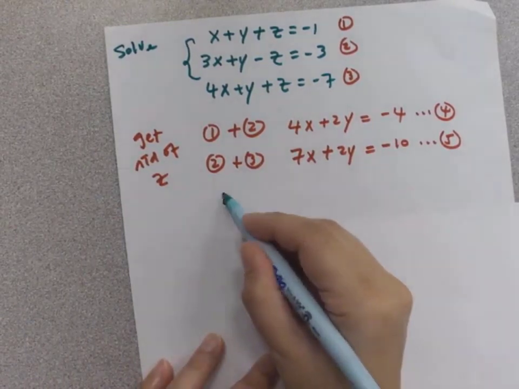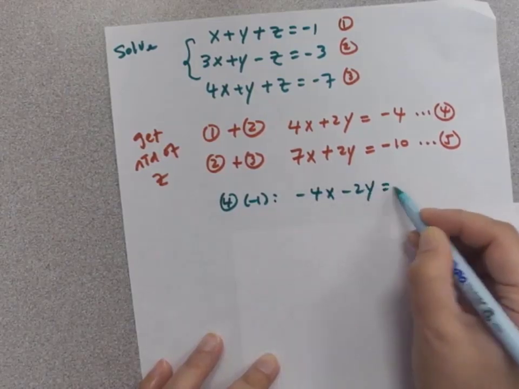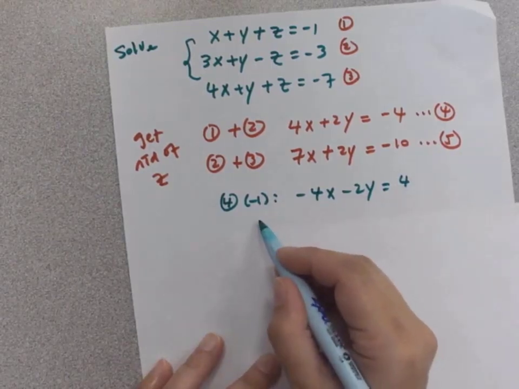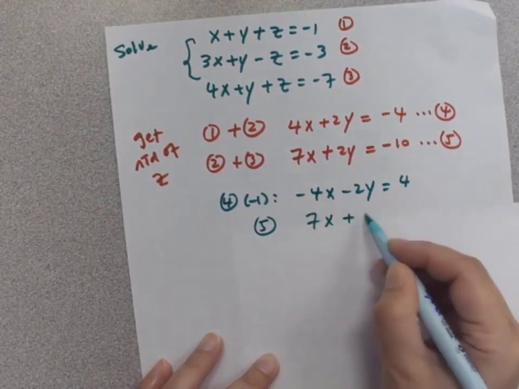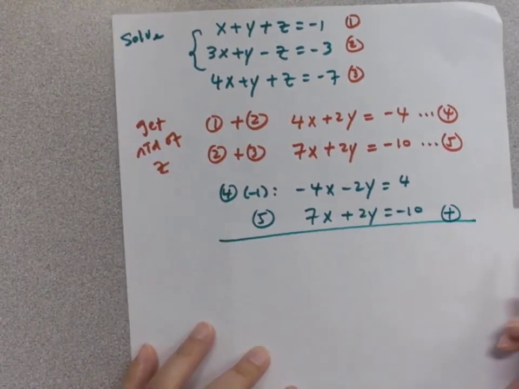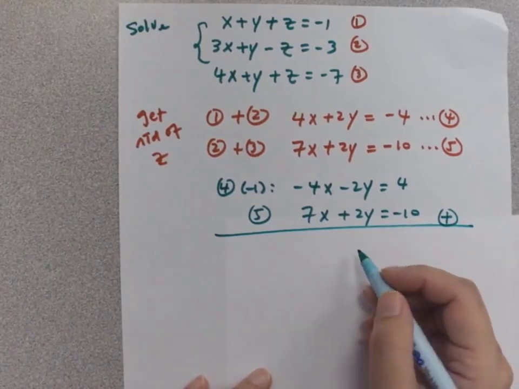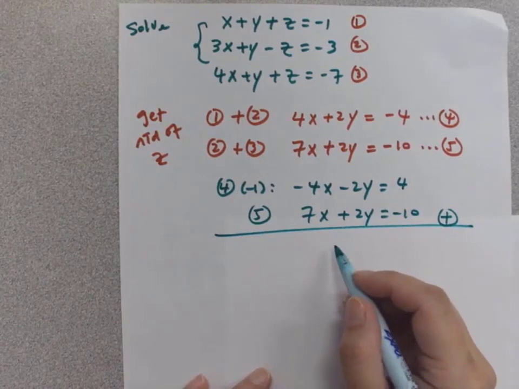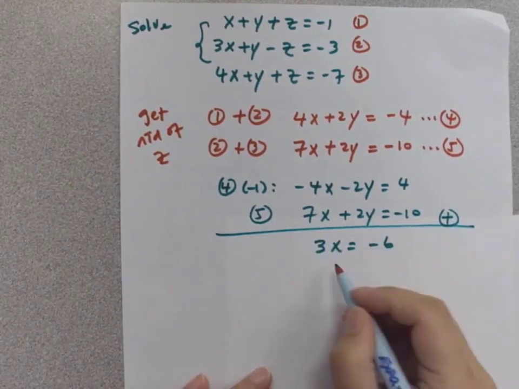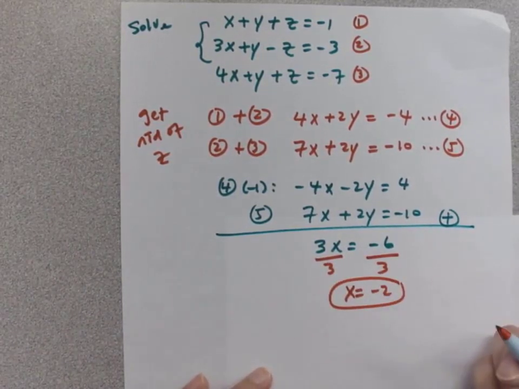The top one times -1 will give me -4x, -2y, and +4. Good. And then copy equation 5, 7x plus 2y equal to -10. Add them together, we have 3x equal to -6, divided by 3, x equal to -2. Everybody okay with that?